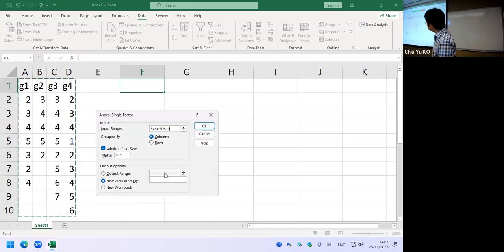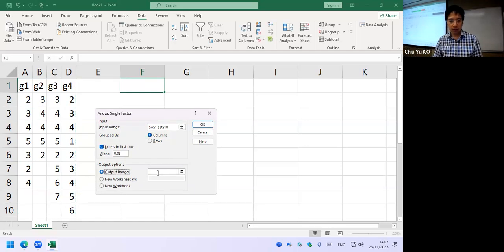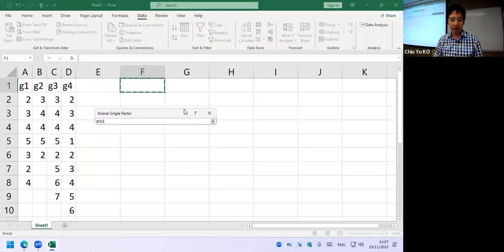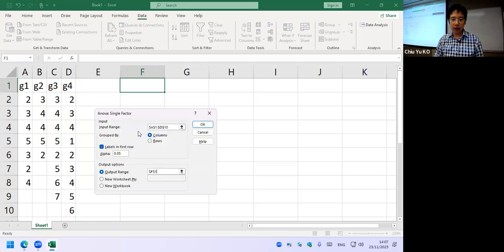Then you tell it the last thing, where to put your output. Usually I put it in the same page to make things easier. Tell it to output here. And once that's done, click OK, then it's done. But before I do that, is there any question? Okay, so that is the thing I need.